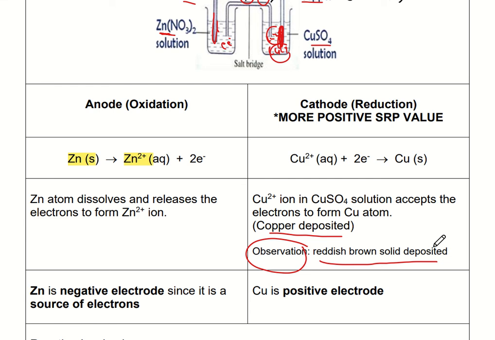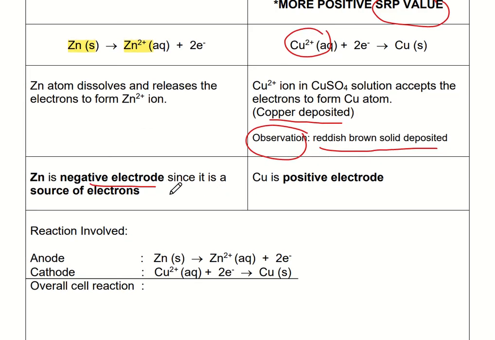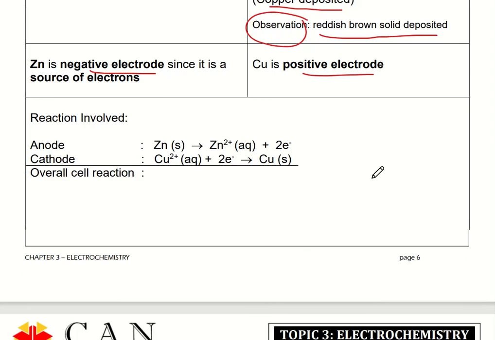Okay, proses di sini awak kena tahu macam mana nak tahu anode dengan cathode, yang mana satu kat mana. Nak tentukan dia, kita kena tengok dekat dalam SRP value. So SRP value ni apa dia? Nanti kita cerita. Okay. So kita kata zinc is a negative electrode, while copper is a positive electrode.